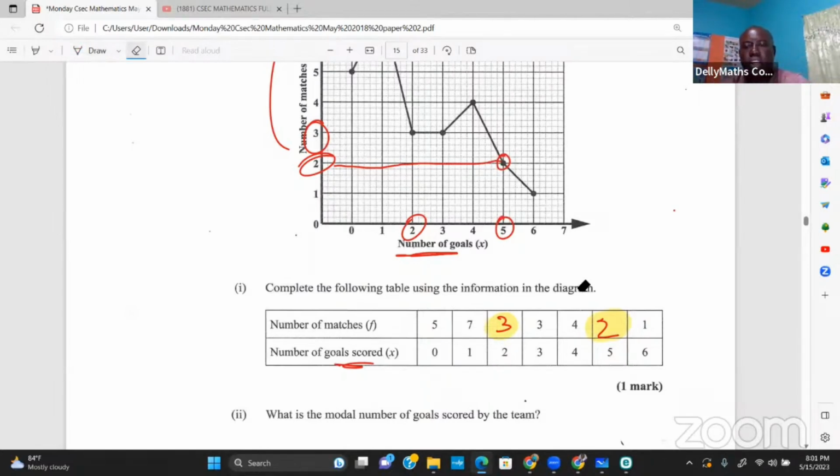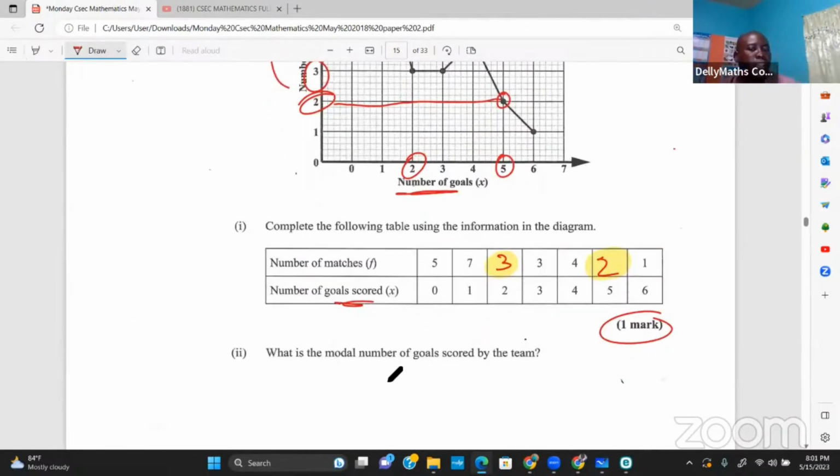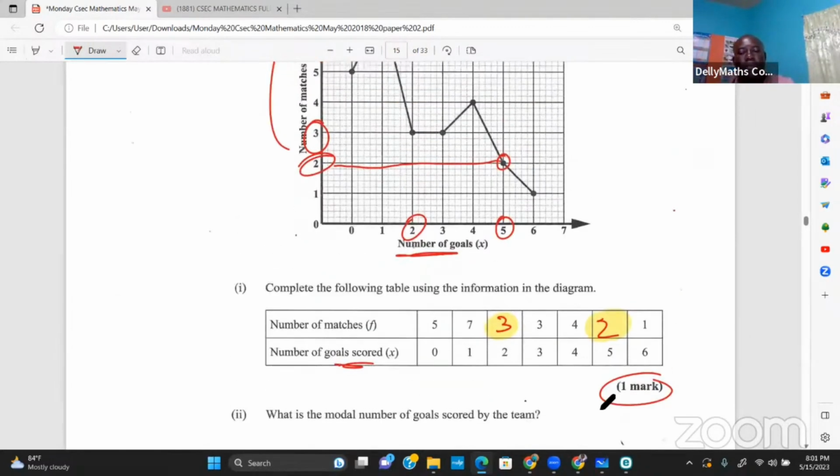5 linked to the 2, and you complete the table. It is 1 mark for it. All right, the answer is right there. You're looking at the modal number of goals scored. Please be advised, remember, the frequency is not the data. It's how many times a certain data was seen. So we have to pay attention to the fact that we're looking at the f to help us find the answer. The modal goals scored. Goals, so your answer must be goals.